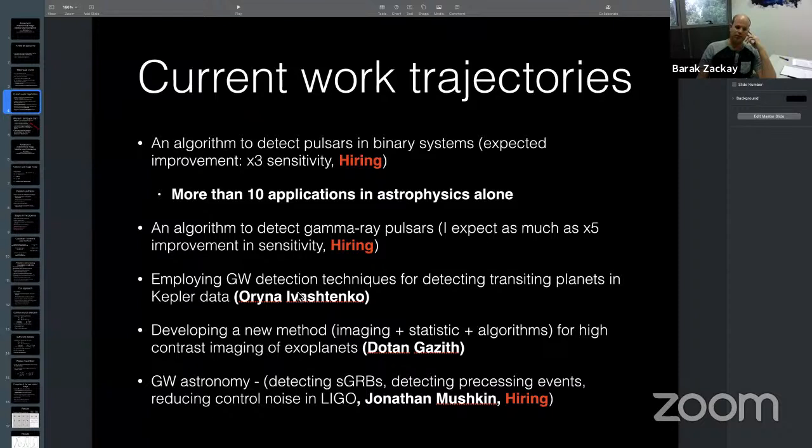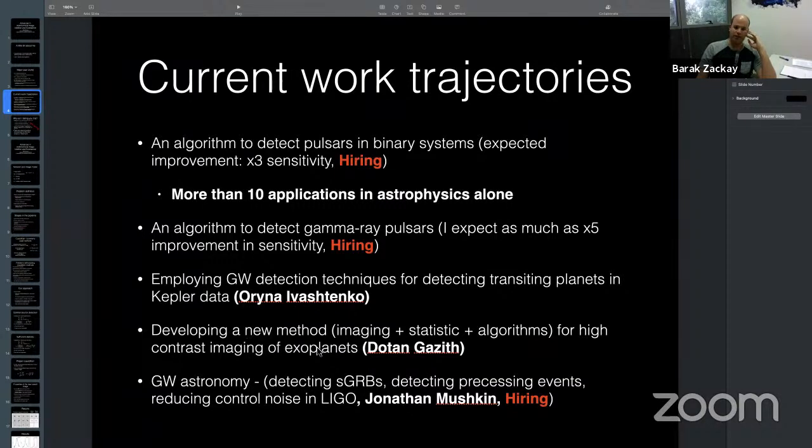And I'm currently exploiting the techniques we developed for gravitational wave detection in order to improve the detection efficiency of transiting planets in the Kepler data, and specifically faint planets that are revolving in long periods, so like Earth-like planets around solar-like stars. So this is the project of my student, Orina Ivashchenko.